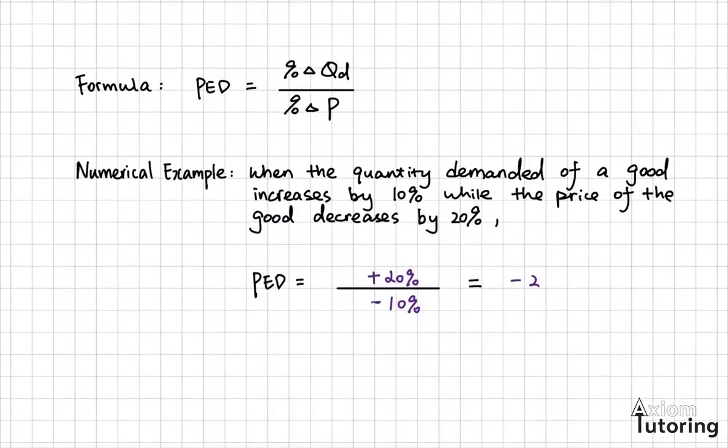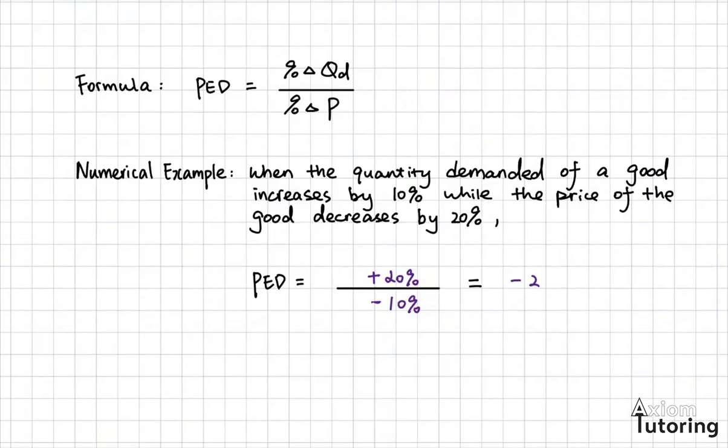And PED can be calculated as the percentage change in quantity demanded of the good divided by the percentage change in its price. PED is normally negative because price and quantity demanded move in opposite directions according to the law of demand. For example, when price increases, quantity demanded drops, and vice versa. But for simplicity, in most calculations, we talk about the absolute value.